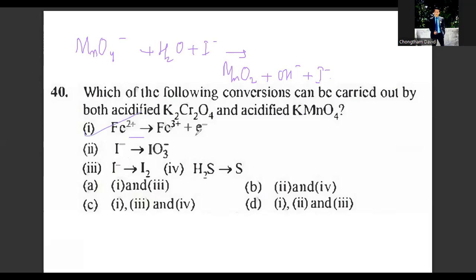One would be correct. It undergoes oxidation. Three, this is also an increase in the oxidation state, that is oxidation from hydrogen sulfide to sulfur. It is also an increase in oxidation number. So 1, 3, and 4 would be the answer to question number 40. You know how to calculate oxidation number, right?